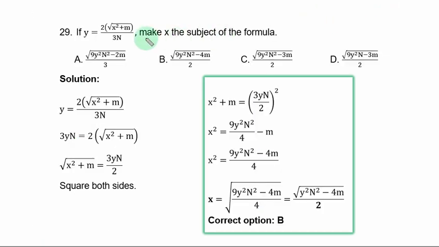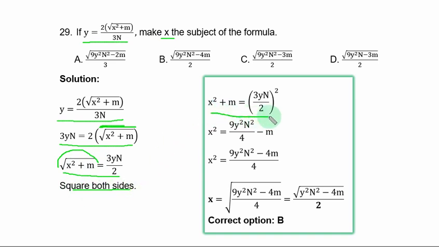Question 29. If y is equal to this, make s the subject of the formula. This is the given formula. First, clear the fraction by using 3n to multiply through. You have this result. To get this term, divide through by 2. You have this result. For you to get s squared first, you need to remove the square root from here. The only way is to square both sides.